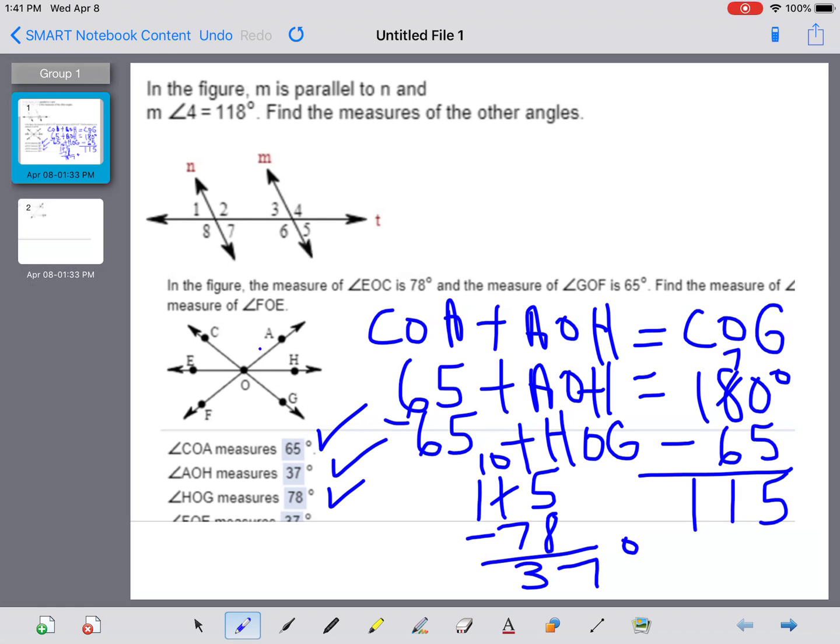Now, because angle AOH and angle EOF are vertical angles, and we know that the measures of vertical angles are equal, then we can say that angle EOF is also equal to 37 degrees.